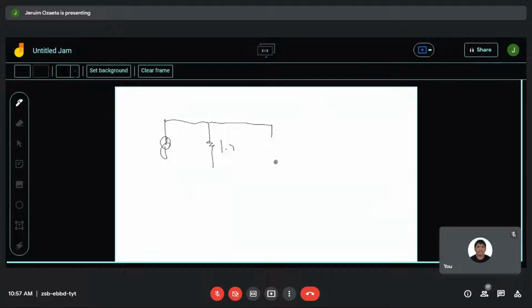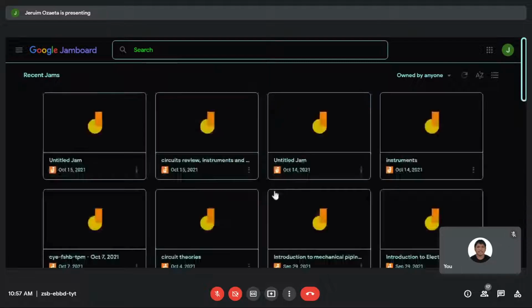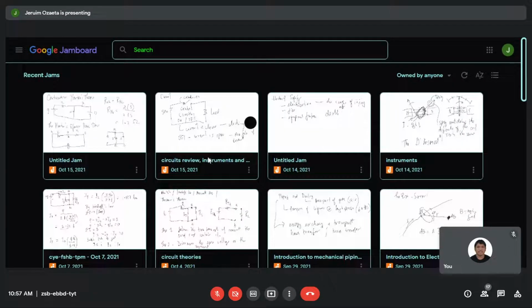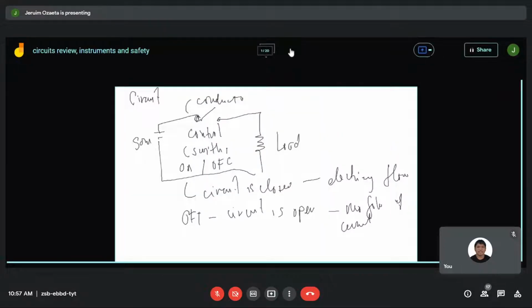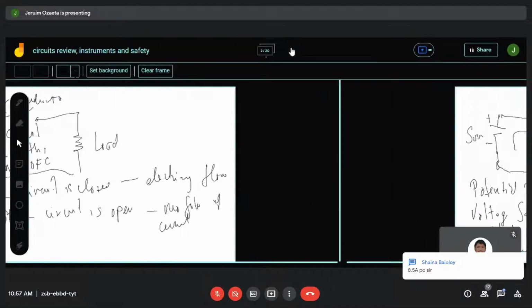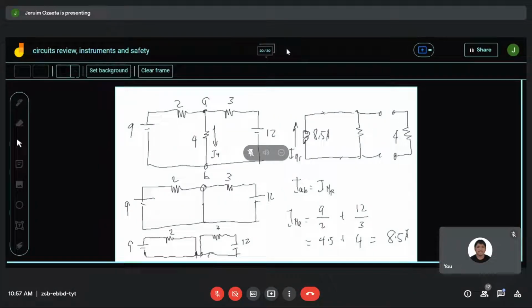1.2, 4 ohms. So this is I sub 4. The current here is, ano ba yung current na kuha natin? 8.5, to get the current of 8.5.